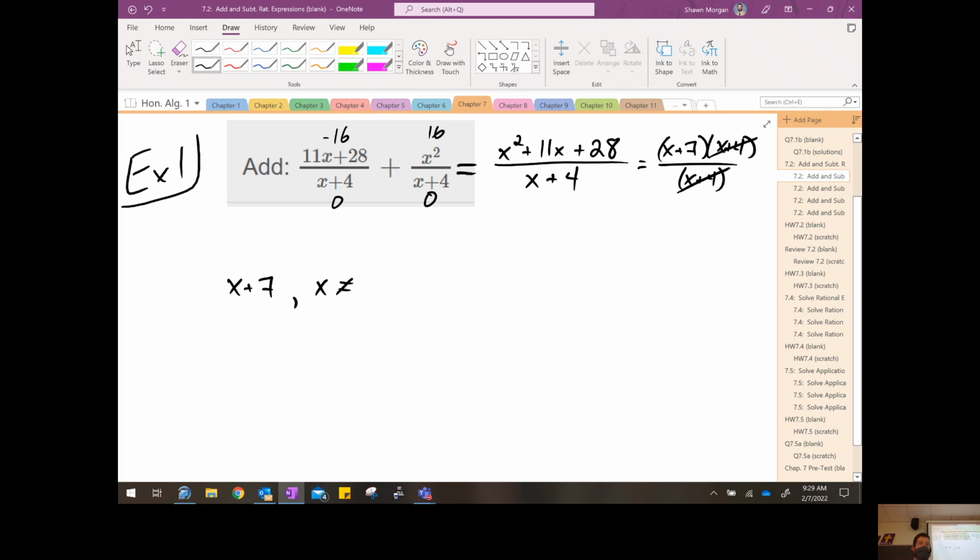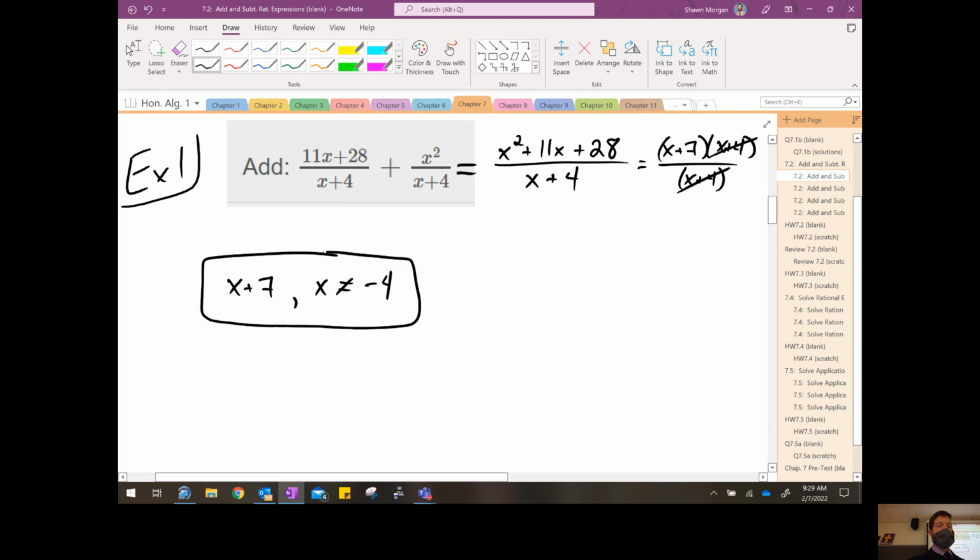The reason that we're going to restrict our answer, we're going to get into the good habit of saying, this is my simplified answer as long as x doesn't equal -4, because if x equaled -4, it would make your denominator equal to 0, which is undefined, which is bad mojo, can't have it. This is what's called a restriction. Did your parents ever put restrictions on you? Anybody's parental unit ever do that?